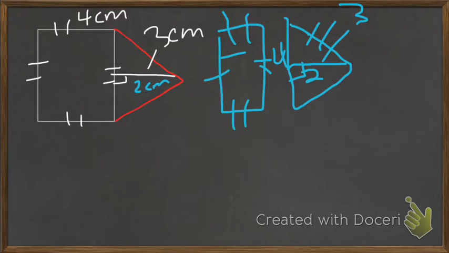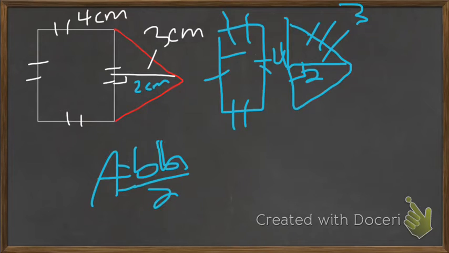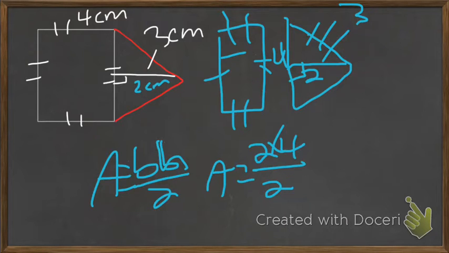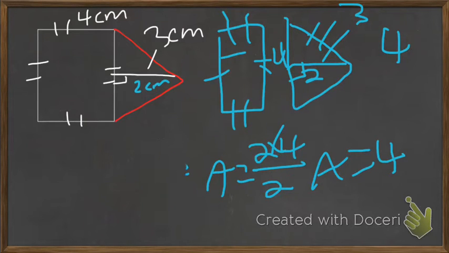So what we're going to do is find the area of both. Area equals base times height by 2. Area equals 2 times 4 divided by 2. Area equals 4. So then you have 4 over here. And very nice. If you want, you can go to a new page, or you can erase it. I can erase it, yeah.